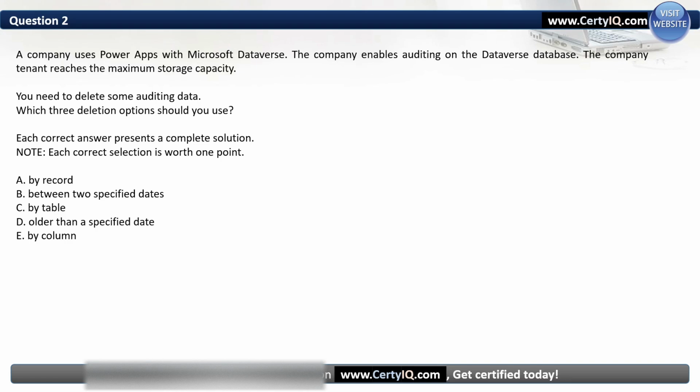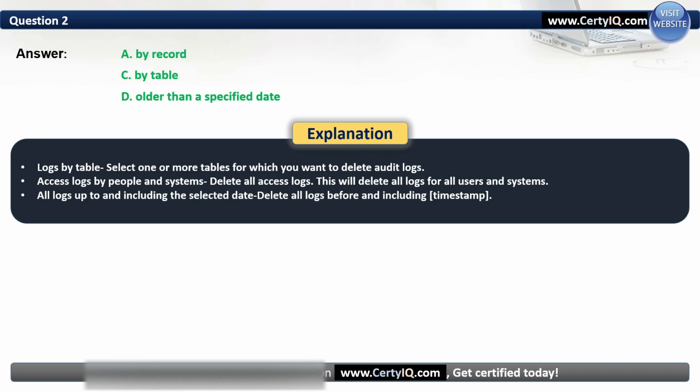The correct option is A, C, and D. That is by record, by table, and older than a specified date. Logs by table: select one or more tables for which you want to delete audit logs. Access logs by people and systems: delete all access logs. This will delete all logs for all users and systems. All logs up to and including the selected date: delete all logs before and including the timestamp.